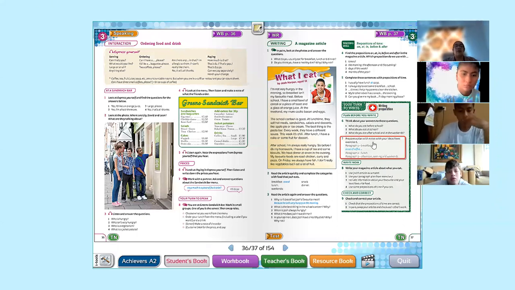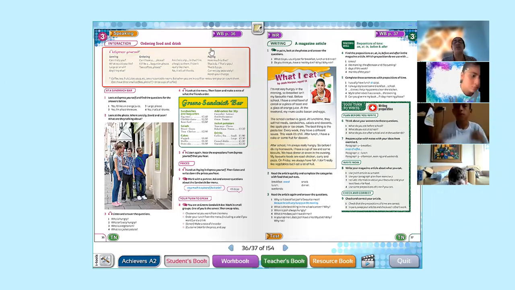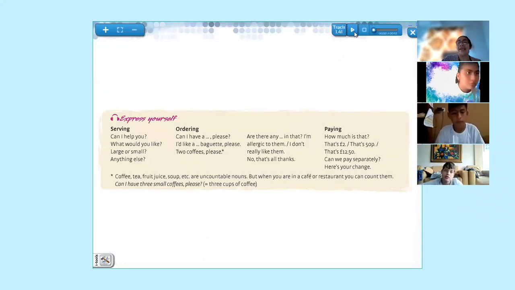We're going to start our activity. Today, we're going to finish with the interactions. Here we have the projects that you are going to work in this part of the session, okay? So we're going to start with the first part that says ordering food and drink. In your student book, you have the information. Please follow the same box.